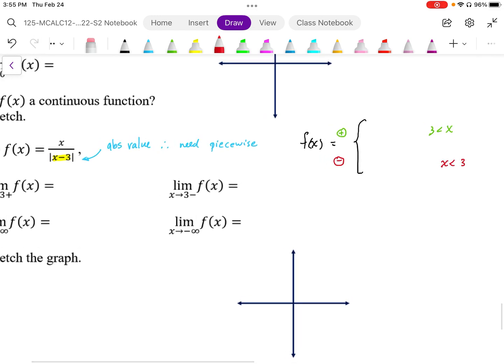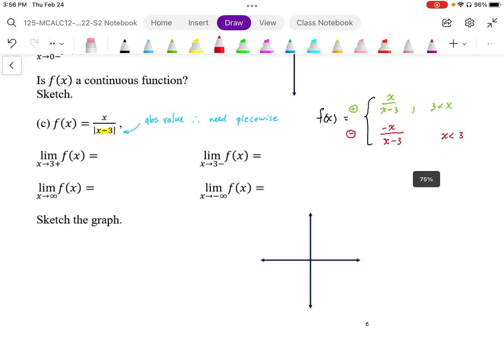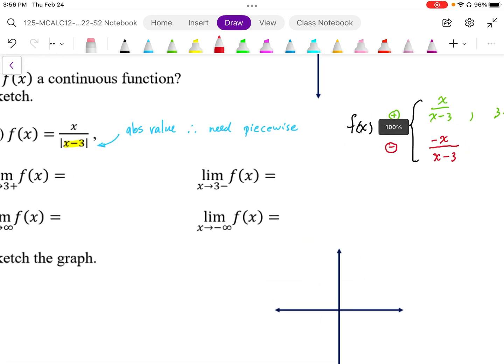So when we look at the positive version, it's just going to end up being x over x minus 3. We don't change anything for the positive version. For the negative version, we're just going to take the opposite of the x minus 3 and make it negative. So I'm going to put the negative on top and then take away the absolute value brackets. So I get this. So these are my two piecewise functions, and now I can apply my limits from the left and right hand sides because I can see which expression I'm going to use for each limit.